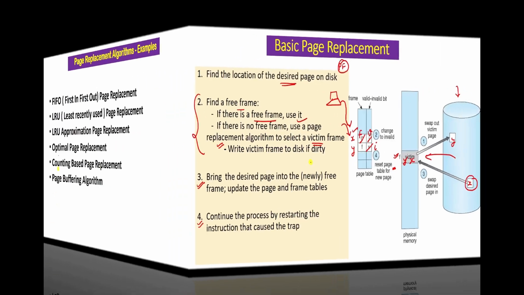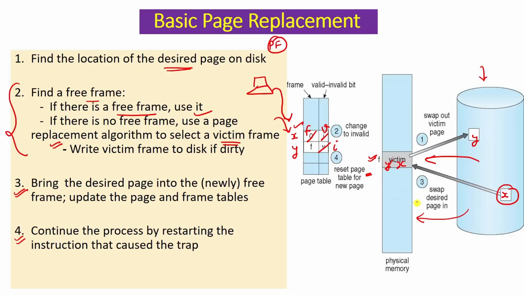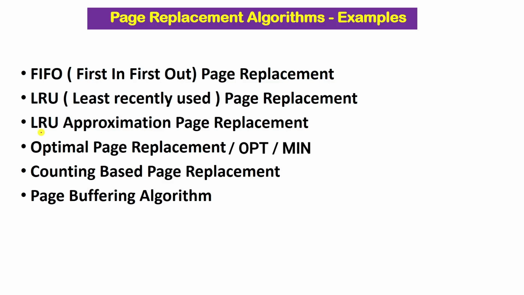So these are the different algorithms. We have FIFO, first in first out, and LRU. Then we have different versions of LRU. We have the optimal page replacement algorithm, and counting based and page buffering algorithms. These are the different page replacement algorithms which come into play here. They help us find the victim page, that is, which page should be selected from the different pages inside the main memory so that free space can be created. Actually, different operating systems may use different types of page replacement algorithms.